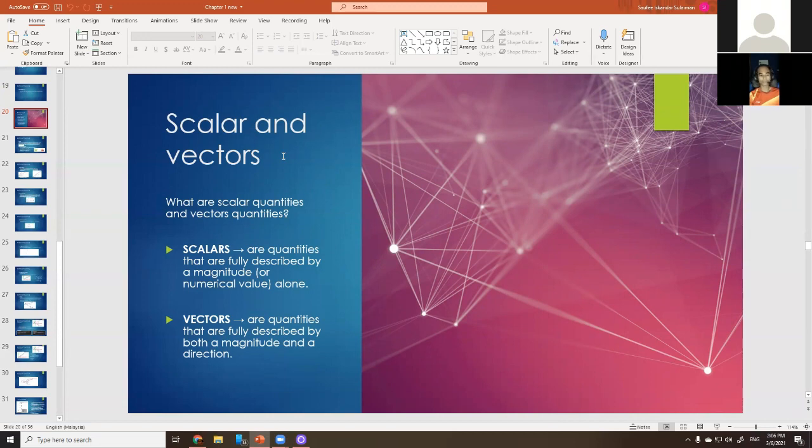Any example of a scalar quantity, a physical quantity? Example of a scalar quantity is speed. Speed. Okay, speed is scalar. And any more examples of scalar quantity?